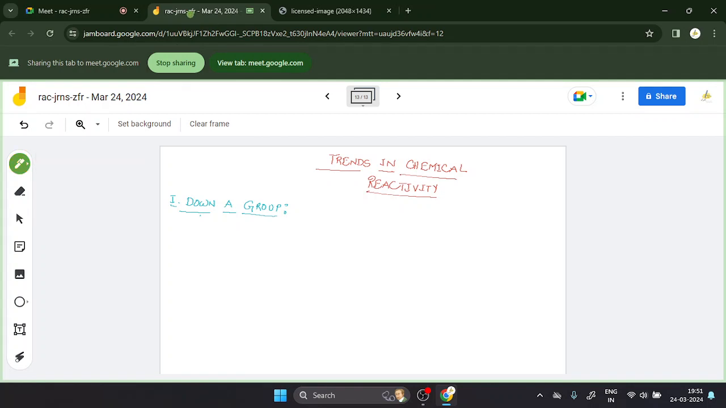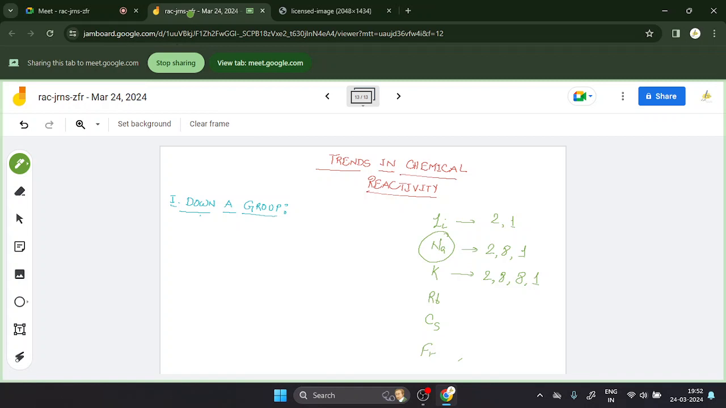I am telling you with the help of an example. For example, this is lithium, sodium, potassium, rubidium, cesium and francium. This is group 1. Sodium, how many shells does it have? 2 and 8, 10, 10 and 1, 11. Potassium, 2 and 8, 10, 10 and 8, 18 and 1, 19. Like this. So 2 shells, 3 shells, 4 shells and so on. Shells are increasing every time.